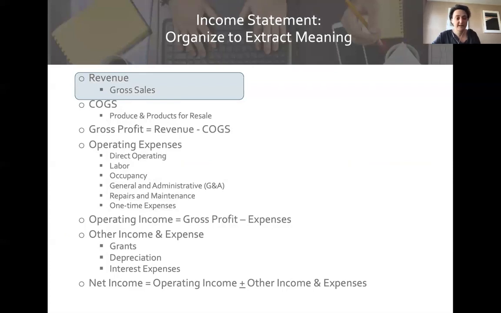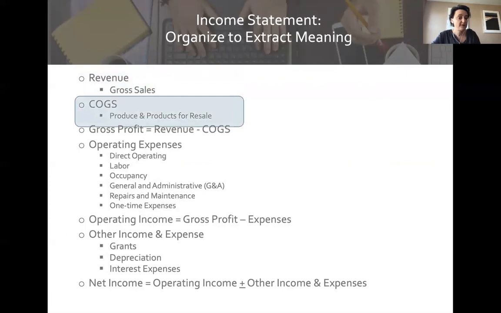Now, certainly I may need to report grant income. Maybe I sell or rent out space in my greenhouse to another farmer. We will record it, but not here. We want to record in the top line revenue our primary source of business.